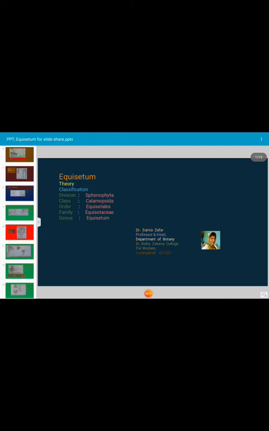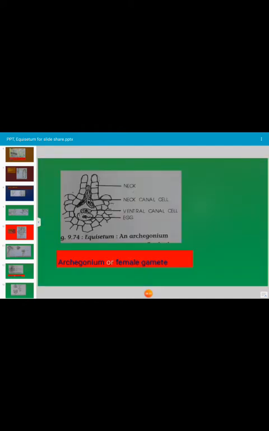This is the female gamete of Equisetum, which is known as archegonium. See the structure, which is a flask shaped structure, and it is the female gamete. At the center, at the basal region, the bulbous region of the archegonium, consists of egg nucleus, which is large in size. Above that ventral canal cell is there, and above that a neck-like structure which is known as neck, and the canal is known as neck canal cell, and this is the structure of archegonium of Equisetum.